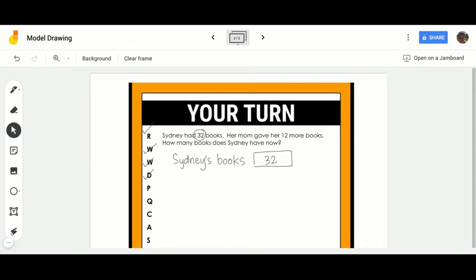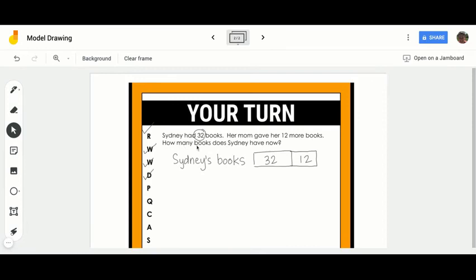All right, let's read our next sentence. Her mom gave her 12 more books. Ooh, so if she's getting even more, we can add on to our unit bar to make it even bigger to show that she's getting more. And we're going to put her 12 more in there.